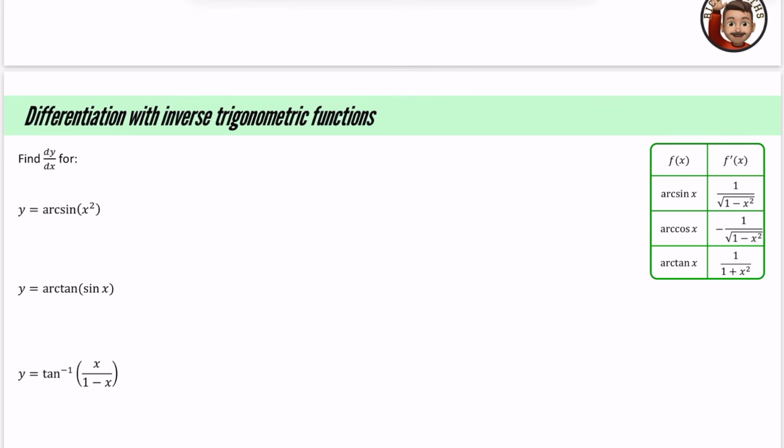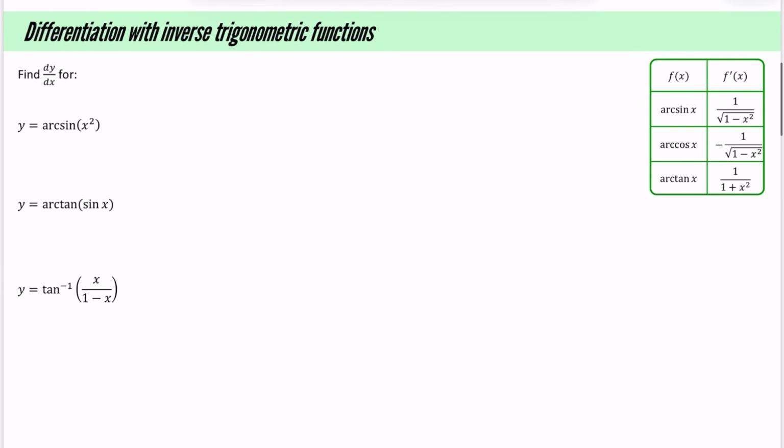So to differentiate these inverse trigonometric functions, I have arcsine x squared. Well, it's already looking like this, just instead of an x, we have an x squared. So it's going to be the same pattern, but where there's x, there's going to be an x squared. And of course, we have to apply the chain rule. So dy by dx is going to be equal to 1 over the square root of 1 minus x squared, all squared, multiplied by the derivative of this inside function, which is 2x. So it differentiates to 2x over the square root of 1 minus x to the power of 4.